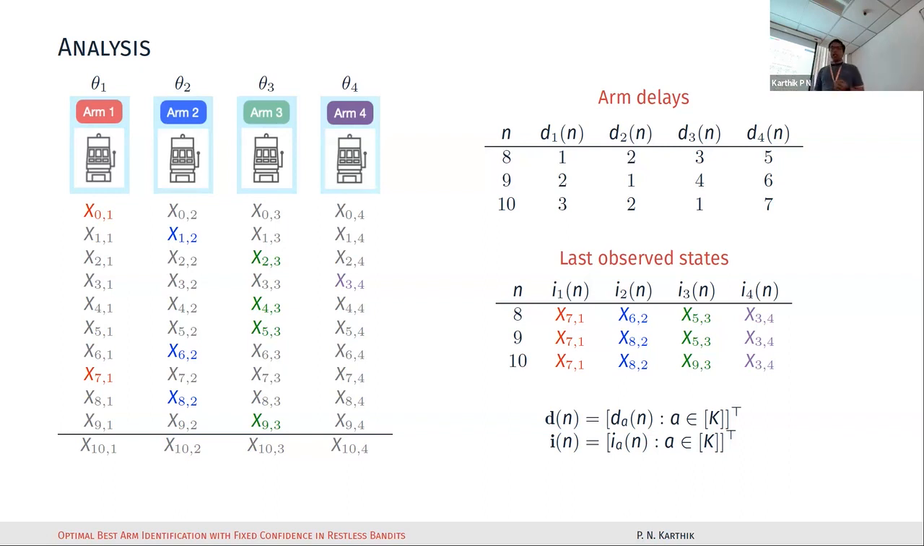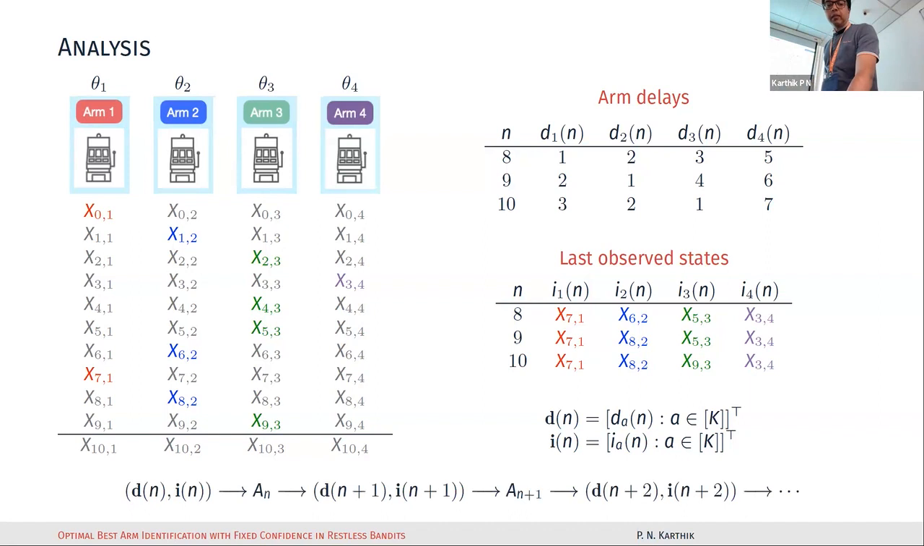Okay? Now you can see that based on dn and in, there was a certain arm which was chosen. dn and in got updated. Another arm an plus 1 was chosen. Again dn plus 1, in plus 1 got updated, and so on. So you see that dn, in somehow captures the entire summary of the system. So that can be viewed as a state. It's like a sufficient statistic of the system.